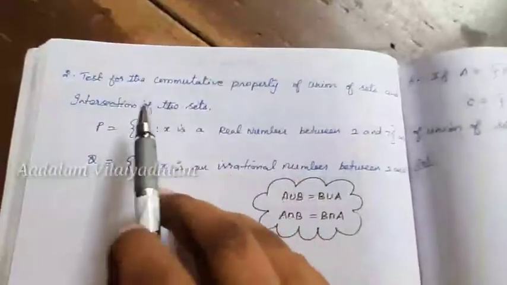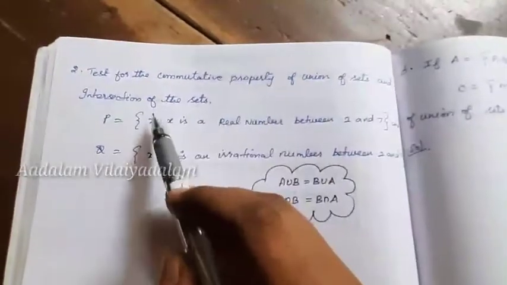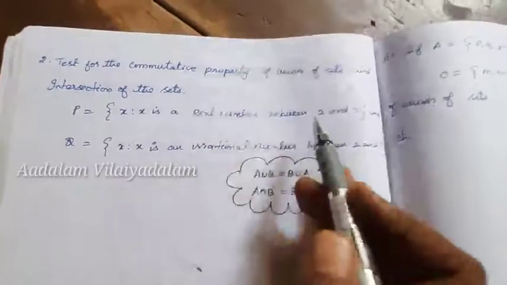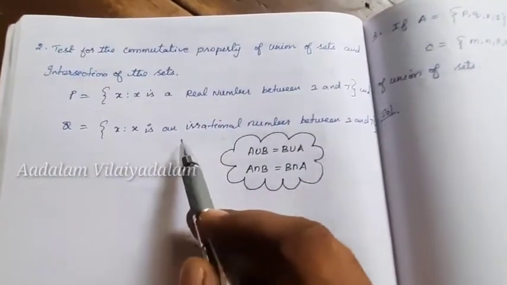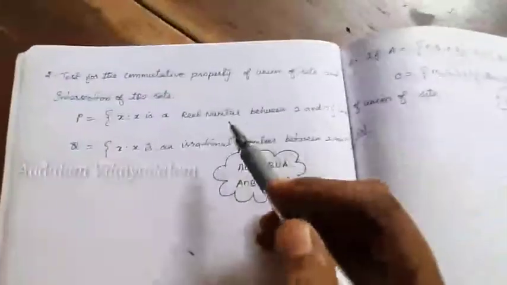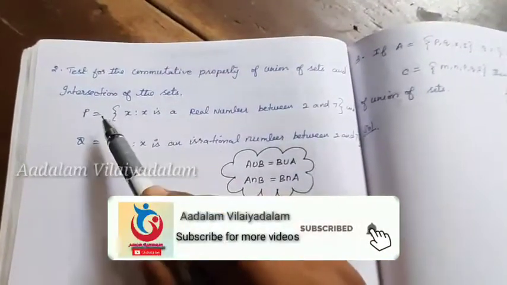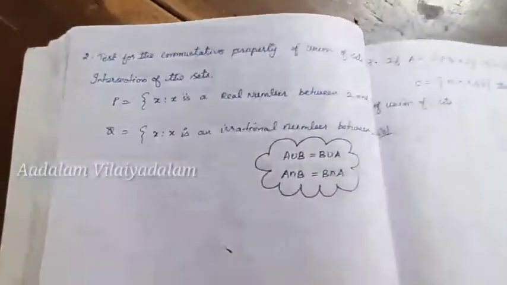Now the second question is, test for the commutative property of union of sets and intersection of the sets. That is, P equal to {x such that x is a real number between 2 and 7} and Q equal to {x such that x is an irrational number between 2 and 7}. So before finding the roster form of this P and Q, let's find the relation between real number and irrational number.